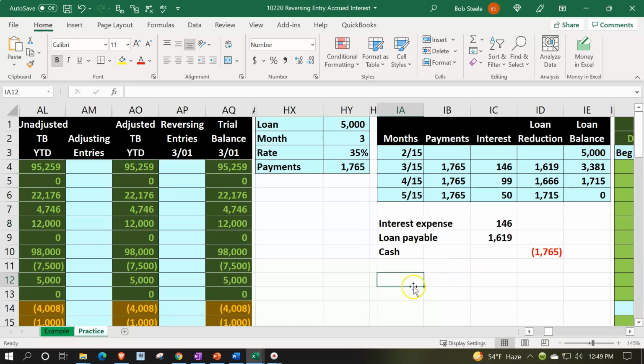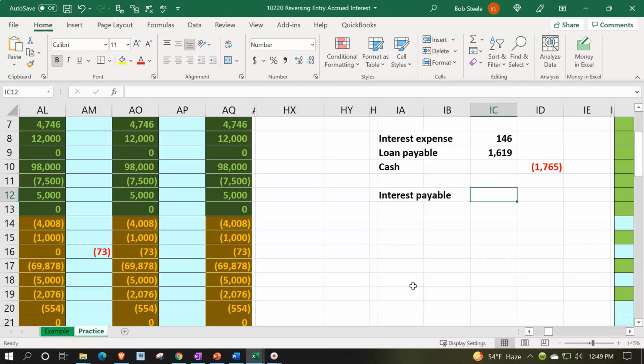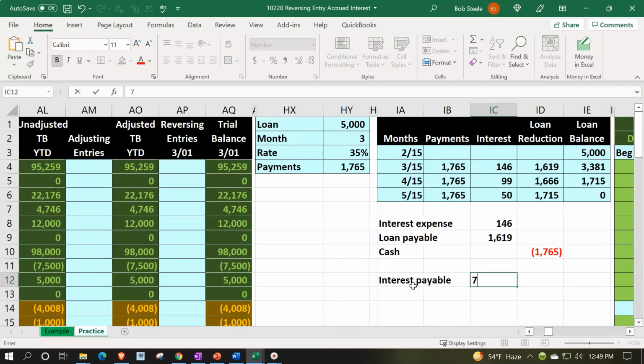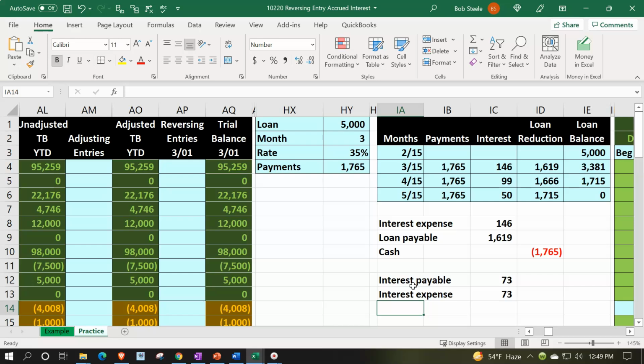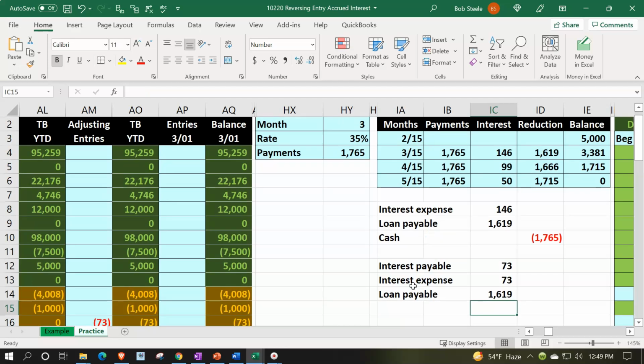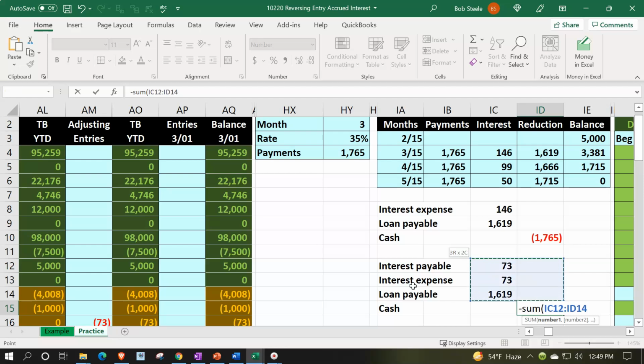You'd say, okay, well now I know I've got this interest payable that I've got to take off the books. It's on the books at a credit. So I'm going to debit it to remove it. And then I'm going to have the interest expense, which was going to be the 146 minus the 73. So that's the current period's interest that we would record. And then you've got the loan payable, which is going to be still at the 1619. And then the cash, which is going to be the negative sum of these items.